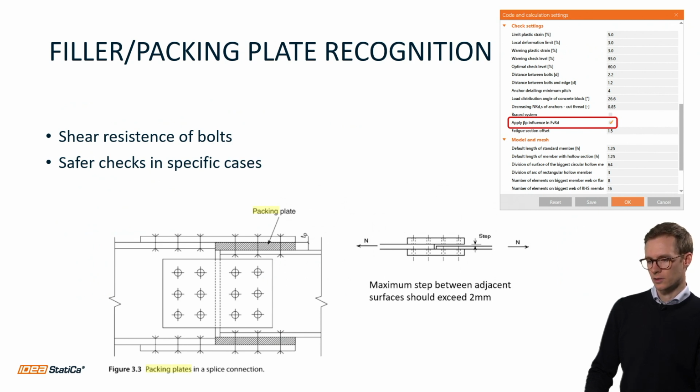Also, IDEA StatiCa connection can now recognize all steel filler or packing plates correctly, reducing the bolt strength accordingly. When a filler plate is designed in the bolt connection, the reduction factor beta P for the shear resistance check should be applied using a new algorithm for filler plate recognition. So if you check this box in the code setup called apply beta P influence in shear resistance of bolt, then the packing plate will be recognized.